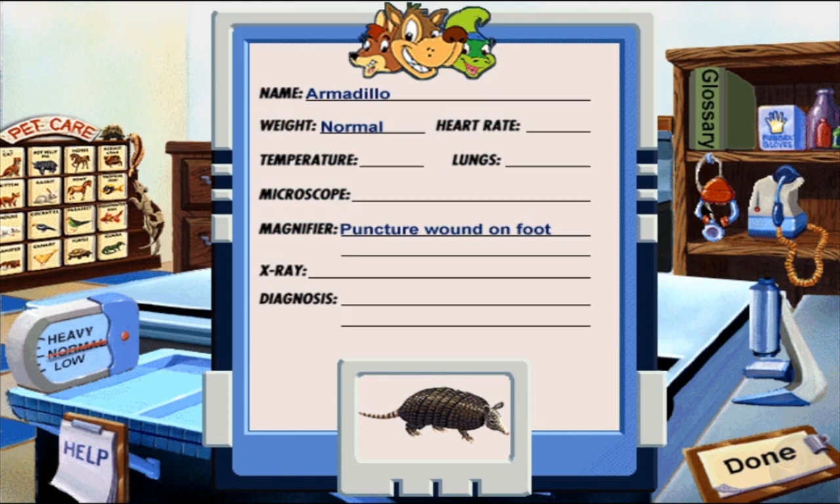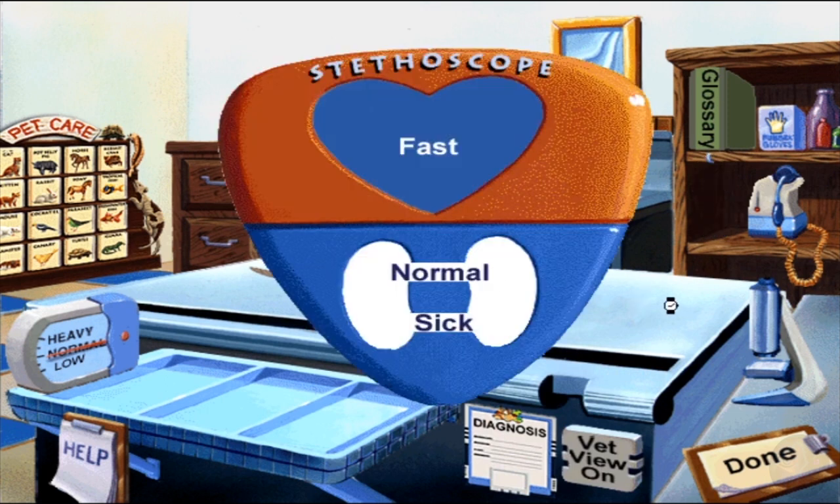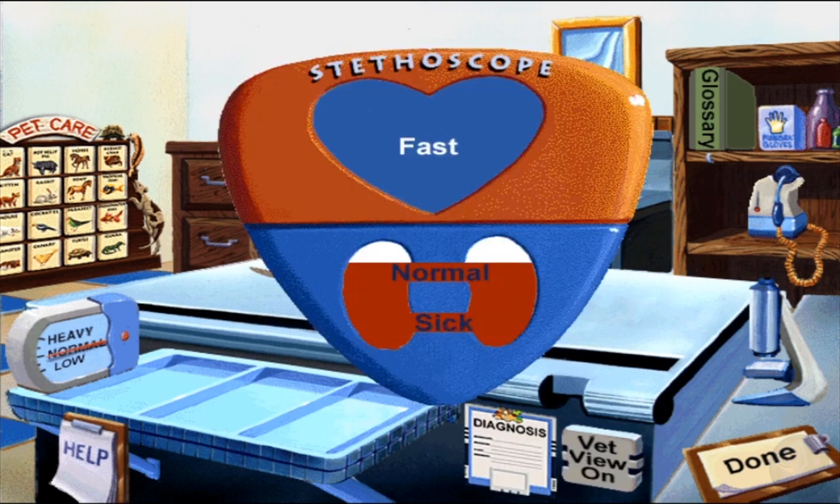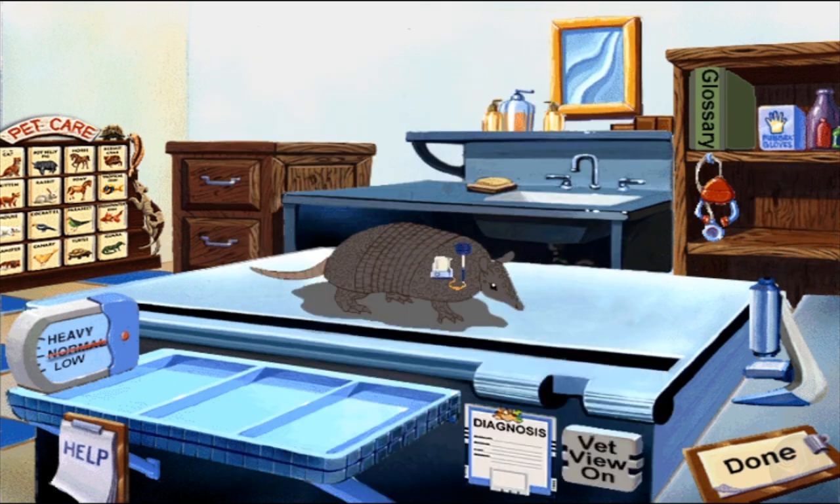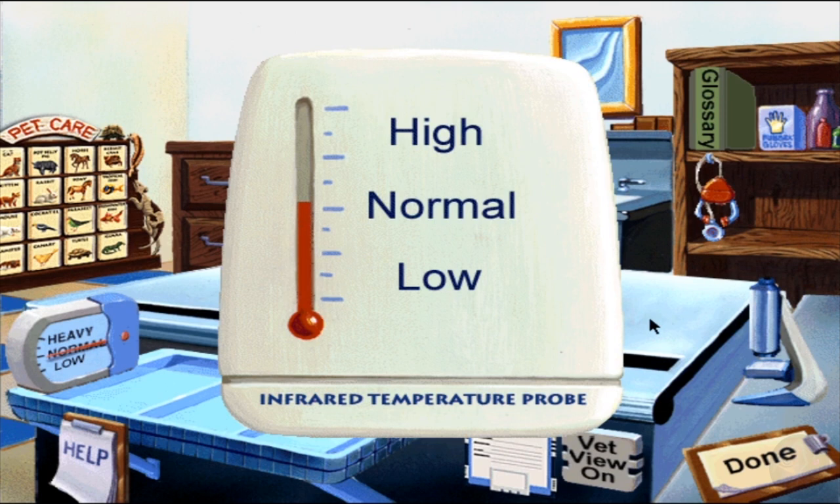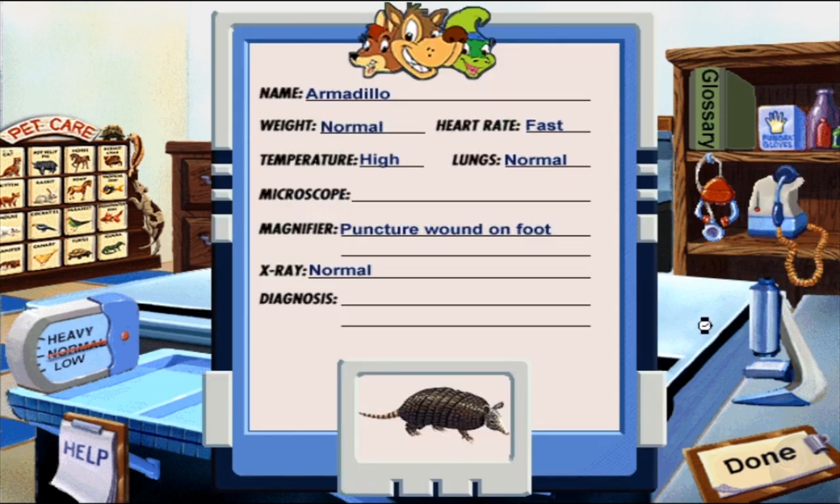Puncture wound on foot. Normal. The animal's heart rate is fast. This animal's lungs sound normal. This animal's temperature is high.